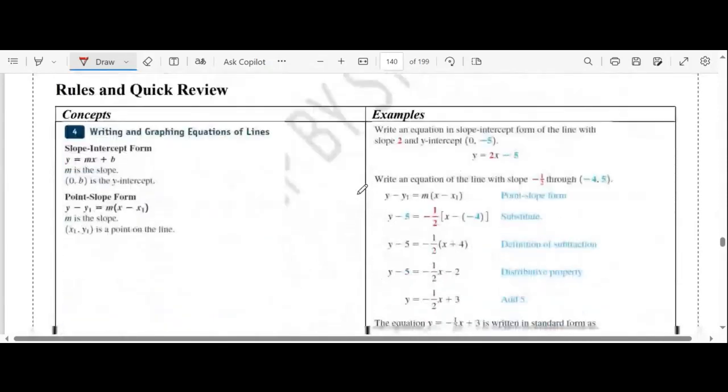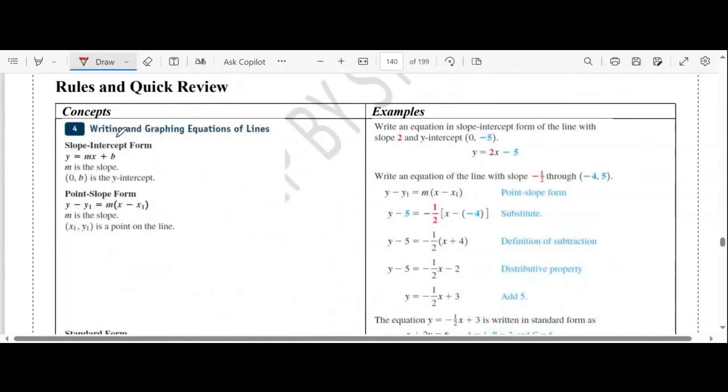All right, let's go for the general rule. Concept: writing and graphing equation of a line. Slope-intercept form: y equals mx plus b. I already gave you this. So here we say m is what? M is the slope, and b is going to be (0, b). That's the y-intercept. Is this clear?